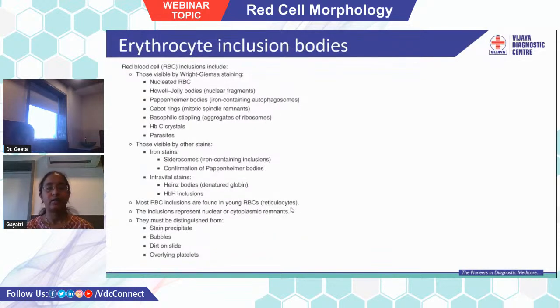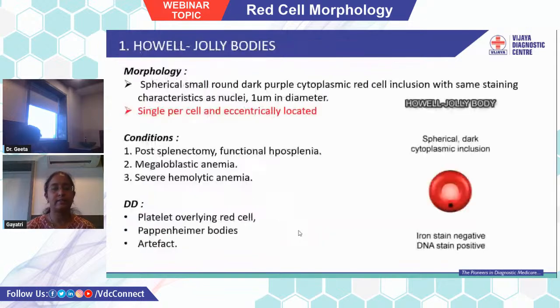Coming to erythrocyte inclusion bodies, there are different types of inclusion bodies which can be stained either by the Wright-Giemsa stain method, or by iron stains, or by intravital stains like Heinz bodies and HbH inclusions. Before reporting as inclusion bodies, we have to distinguish them from stain particles, overlying platelets on the RBCs, or dirt on the slide, or any bubbles. All these inclusions usually represent nuclear or cytoplasmic remnants.